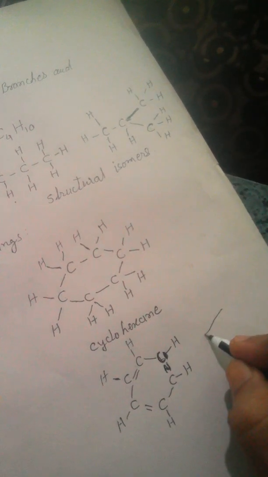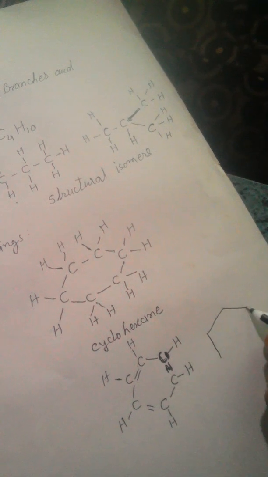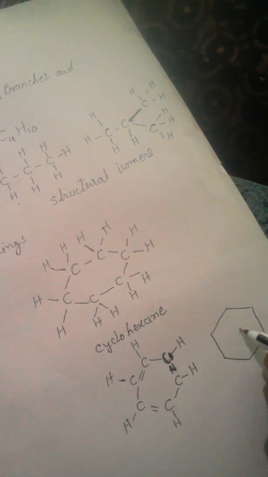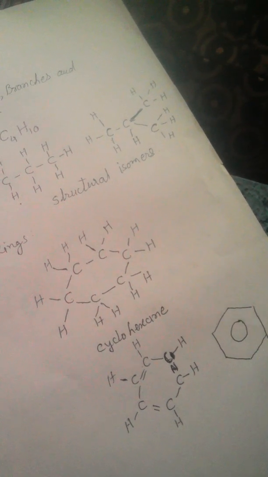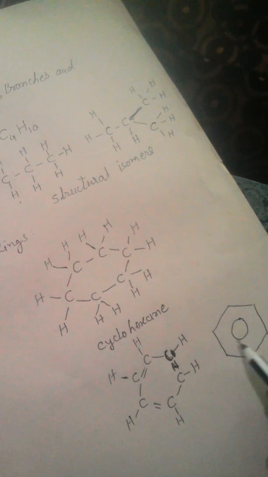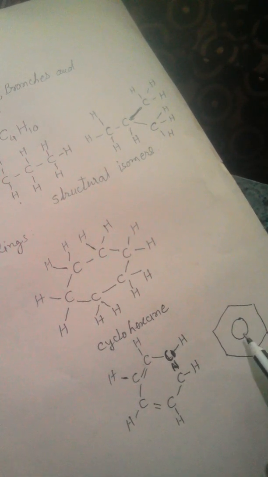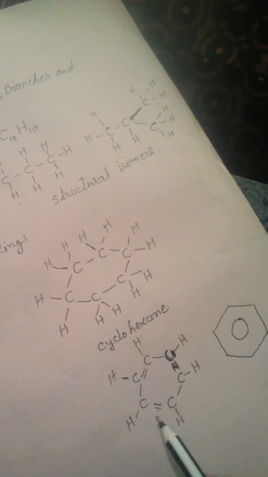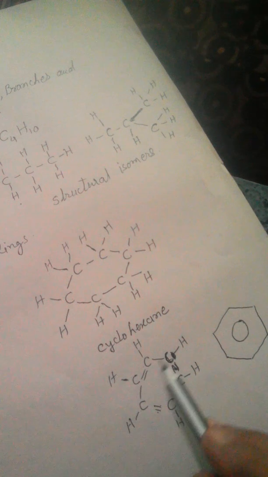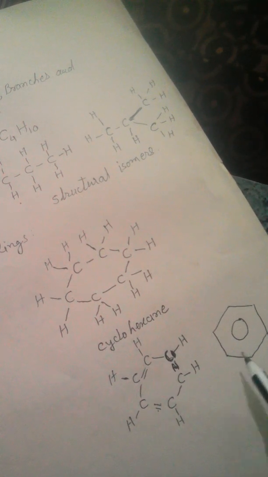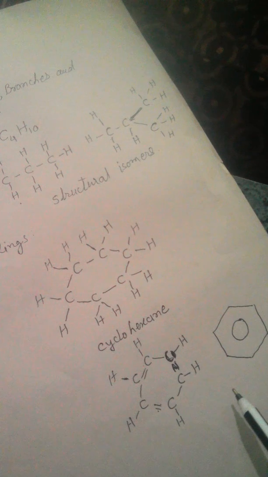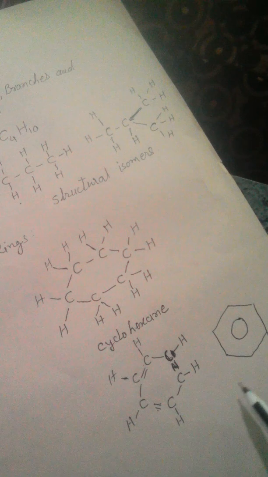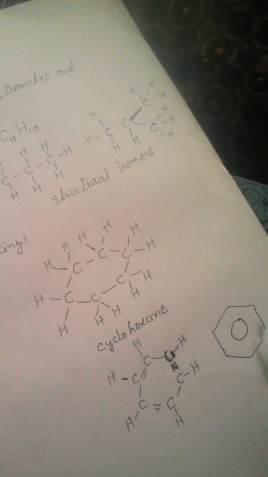The symbol of benzene is represented like this. This circle at the center of this hexagon indicates that the double bonds between the two carbons are not fixed, but they change periodically. Medicines, perfumes and many other chemicals that we use in our daily life are derivatives of benzene.